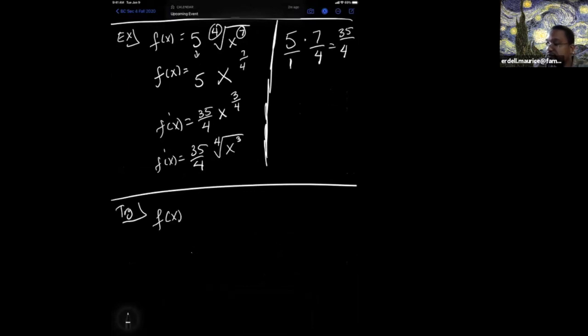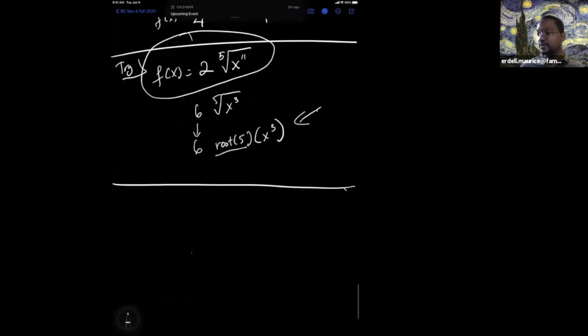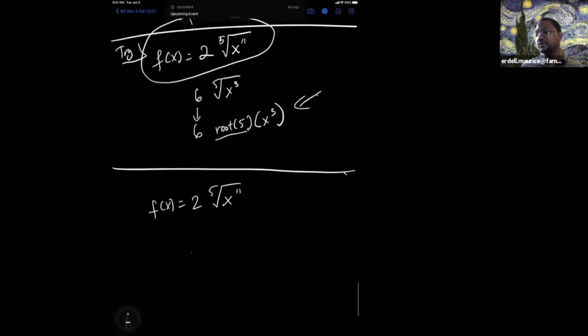f of x is equal to 2 multiplied by the 5th root of x to the 11th power. Take this derivative for me, please. All right, so f of x is equal to 2, the 5th root of x to the 11th power. So that's going to be 2x raised to the 11 over 5 power.